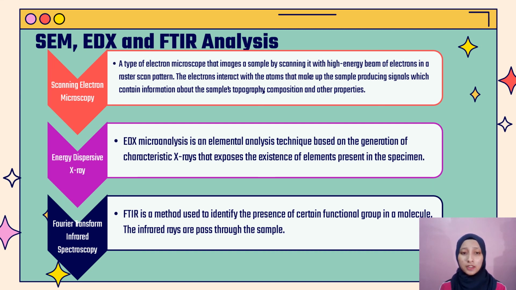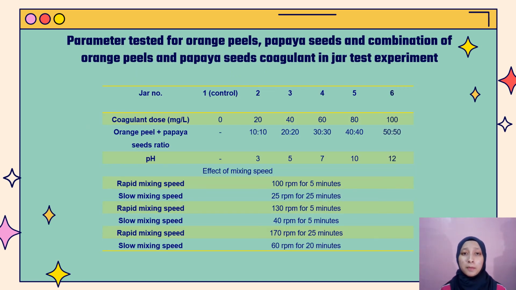And the last one is Fourier transform infrared spectroscopy, FTIR. It is a method used to identify the presence of a certain functional group in a molecule through infrared rays passed through the sample. This is about the parameter test for orange peels, papaya seeds, and the combination of orange peels and papaya seeds coagulant in the jar test experiment. As shown in the table, each jar has a different coagulant dose, different pH, and different mixing speed.